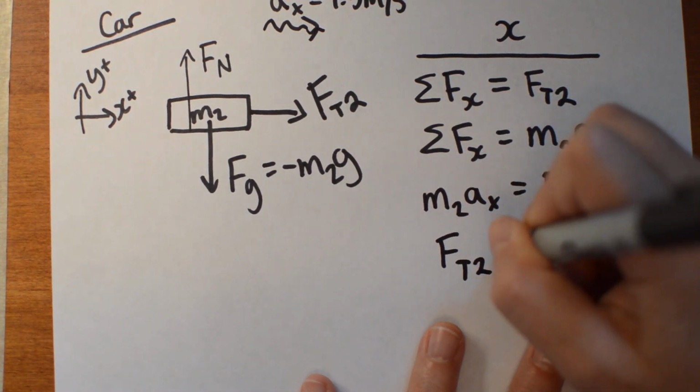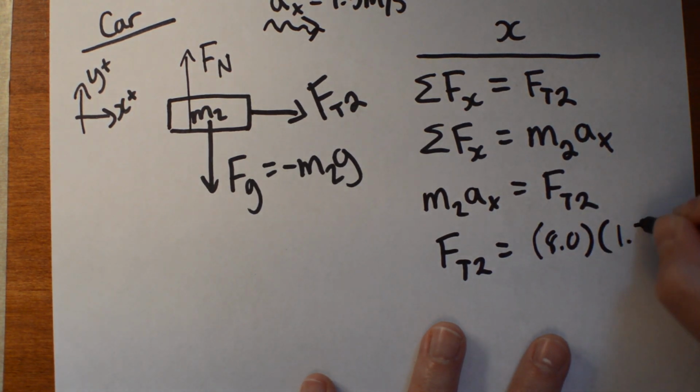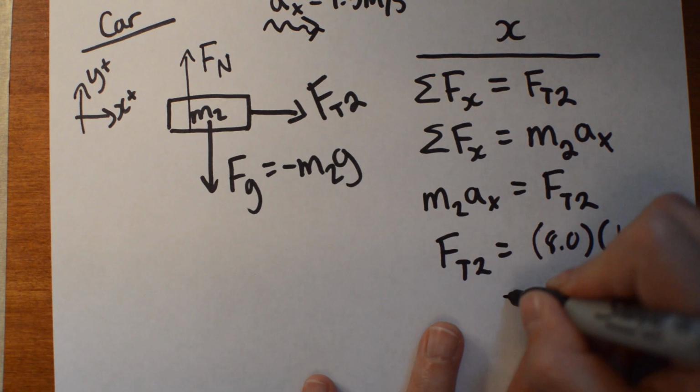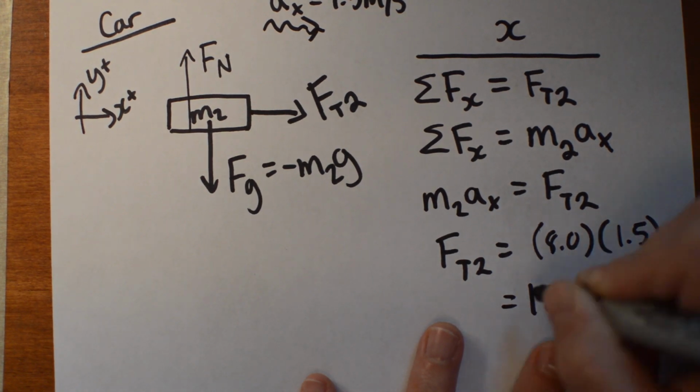So Ft2 is going to be the mass of car 2, which is 8 kilograms, multiplied by the acceleration, 1.5, and that is 12. So I get 12 newtons, and it's forward pull in this case because that rope is pulling the car forward.